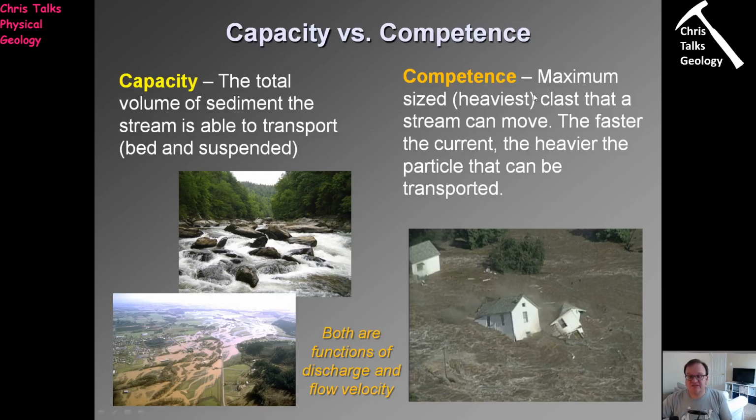Because the velocity starts to increase, the size of clast which it can transport will also increase. So in rivers in flood, where they're trying to squeeze a lot of water through an area as quickly as possible, you will see the competence increase very, very quickly. And that leads to situations like this, where we have very large floods, where whole houses can be picked up by the flood waters and transported away.